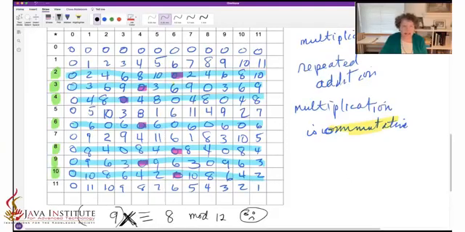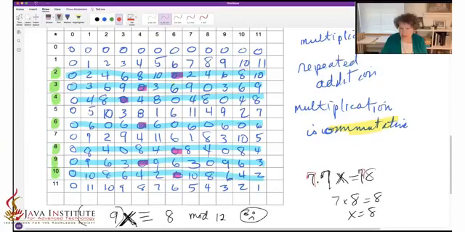I mean, one way is I could kind of cheat and look over and say, oh, well, 7 times 8 is 8. So x is 8. Or I could say, well, where's the 1? 7. Okay, so multiply both sides by 7, and I get 7 times 7 is 1. And then 7 times 8, I get 8. But anyway, I don't want to get caught up in solving this because I want to show you how it's used.